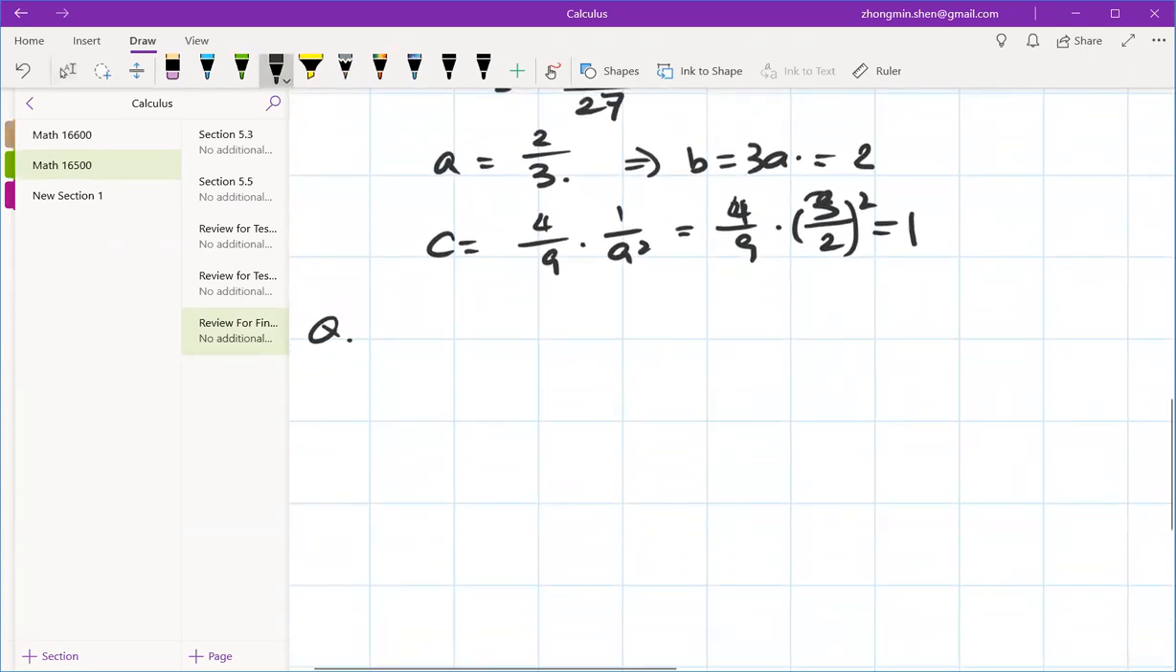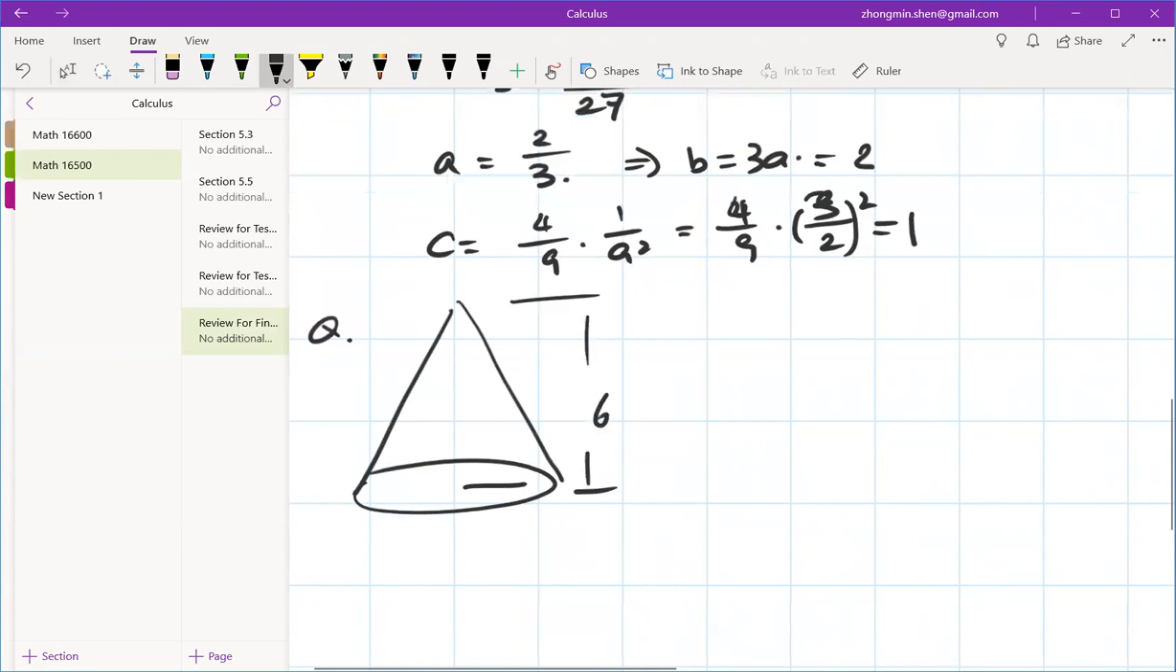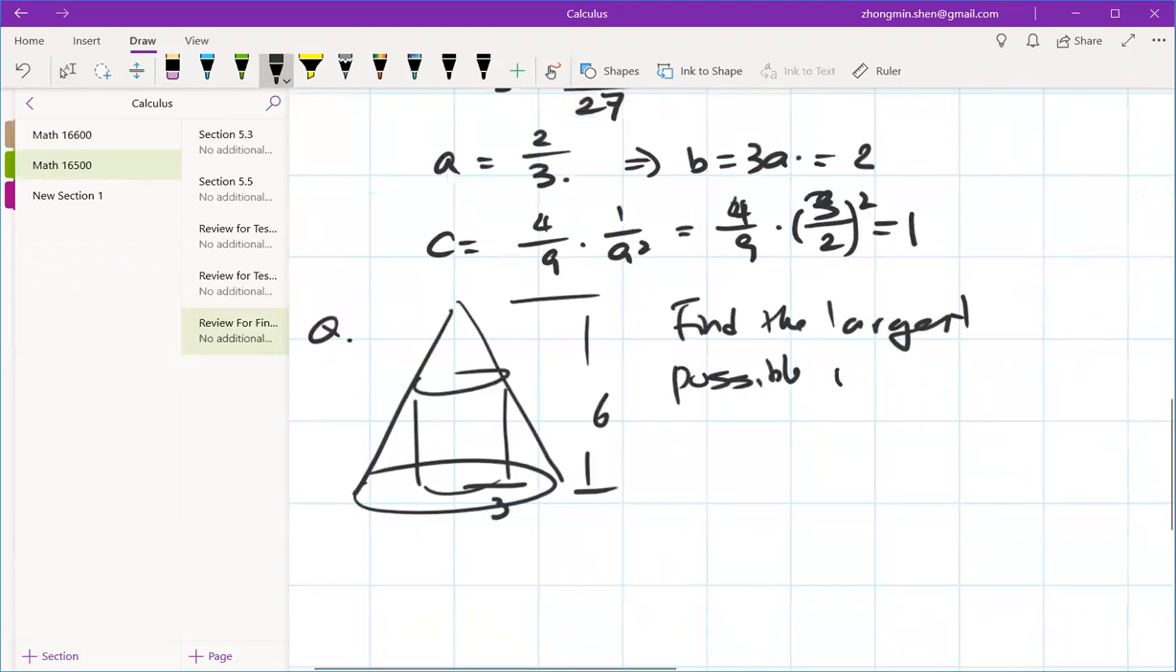All right, so let's look at the problem. Find the largest possible volume of a cylinder that is inscribed in this cone. The height is 6, the radius is 3. Find the largest possible volume of the cylinder inside this cone.